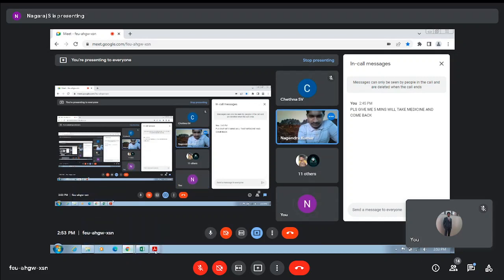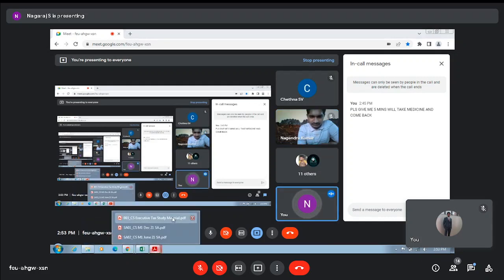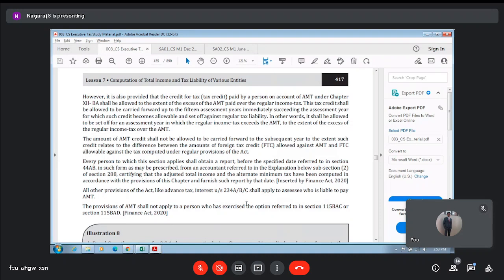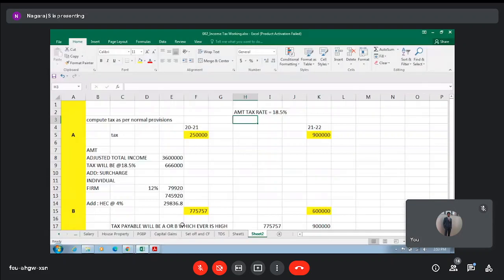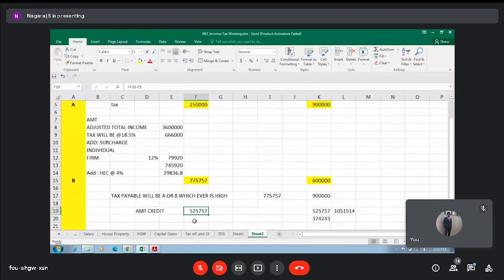Okay, you guys understood, right? This tax credit, I was telling about the tax credit, no? It has to be carried forward for 15 assessment years. How many years you can carry forward? 15. This tax credit is there, no? 15 years you can carry forward.